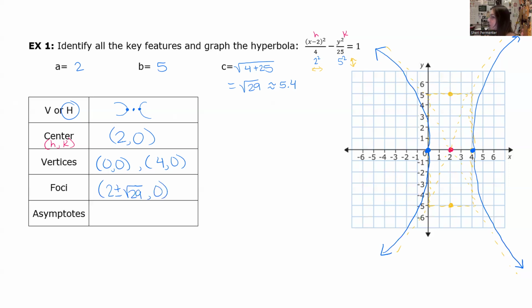But for the purpose of us graphing, we kind of need to know better answers than that to know where to put it. So we're really adding, subtracting about 5.4 to 2. So if we add 5.4 to 2, we get about 7.4. And if we subtract, we get -3.